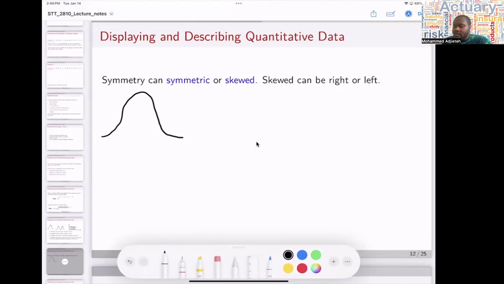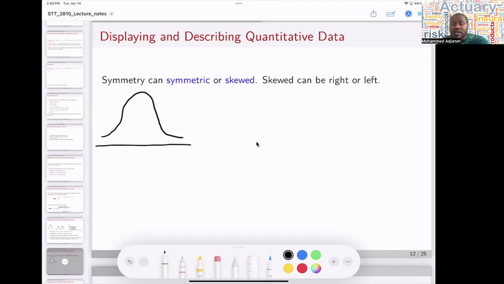You see, it's like this. So it looks bell-shaped. An example is the normal distribution. So it is symmetric, and so it looks like this. And then sometimes too, not all quantitative data sets are symmetric. Some of them could be skewed. And when we talk about skewness, we either have right skewed or left skewed.